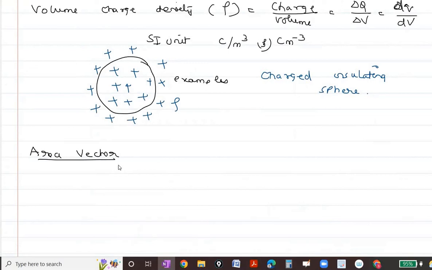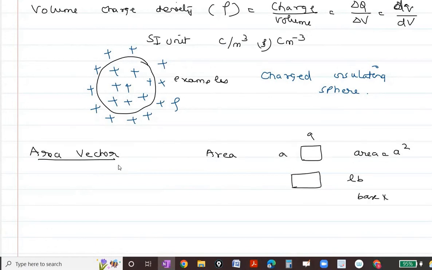By area vector? You know area, right? Since second standard you have been learning the area of the square, the area of the rectangle. So if I give you a square and ask you to calculate the area, immediately you will say area equals side square. Rectangle, if I ask, L into B. Parallelogram, base into height. This is what you will tell me, right?